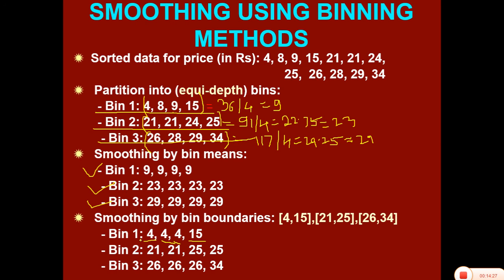Now here 21 is replaced by 21, 21 is again replaced by 21, but 24 is replaced by 25, it is not replaced by 21, because 24 is nearer to 25, not 21. So you make 25 over here, and again 25 comes over here. Now for 26, 26 is near to 26, 28 is near to 26, so it is replaced by 26. Again 29 is near to 26, so it will be replaced by 26, and 34 will be replaced by 34.